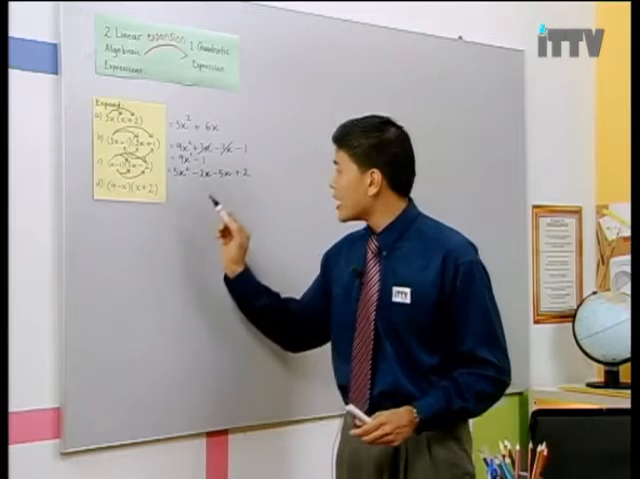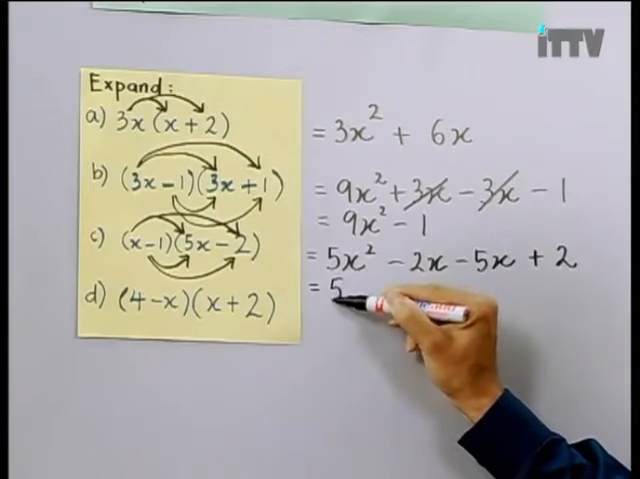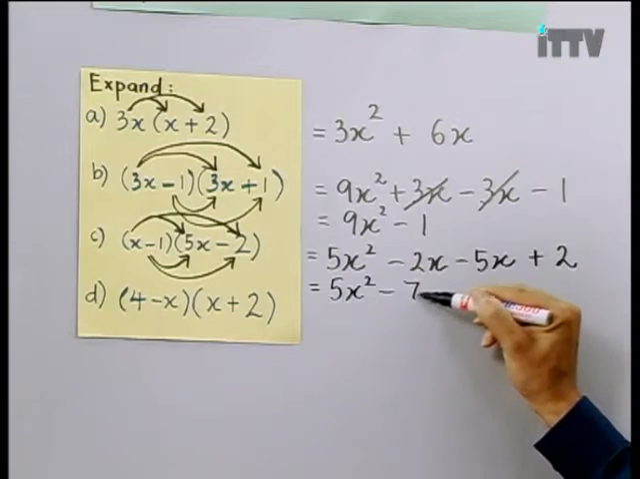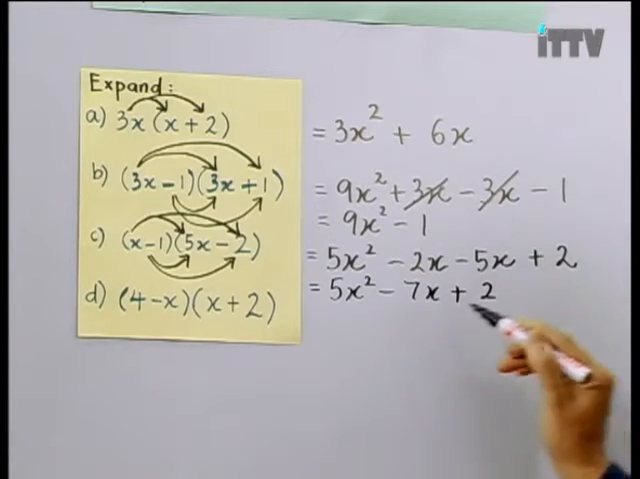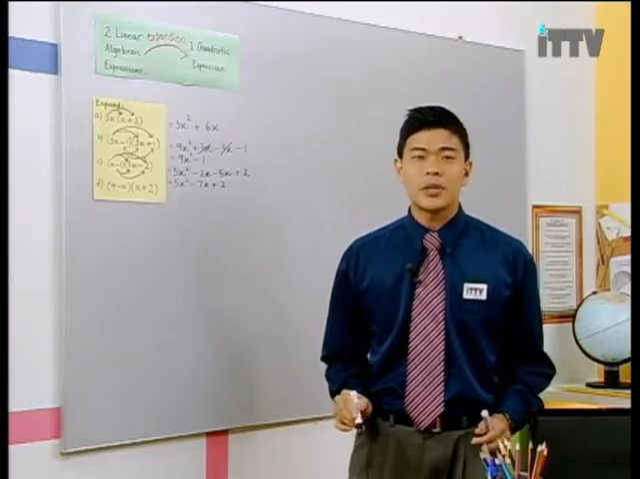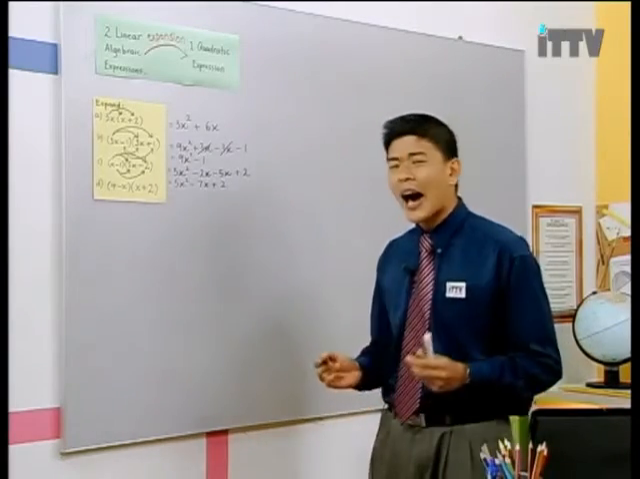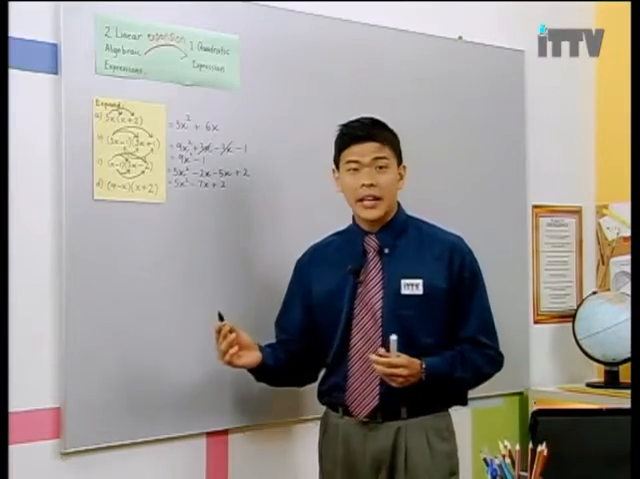And you can simplify minus 2x minus 5x because it gives you minus 7x. Alright, you take note, the quadratic expression that has been obtained is in the general form of ax squared plus bx plus c, which we have learned in the previous lesson. So this is just how you obtain it from expansion.